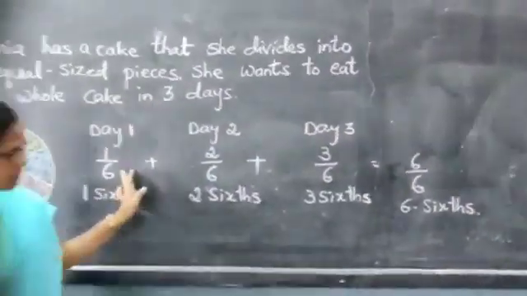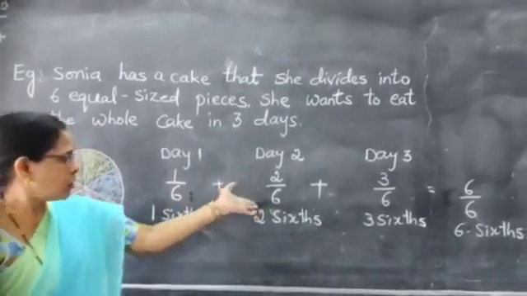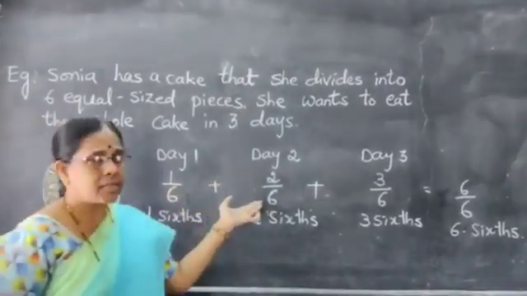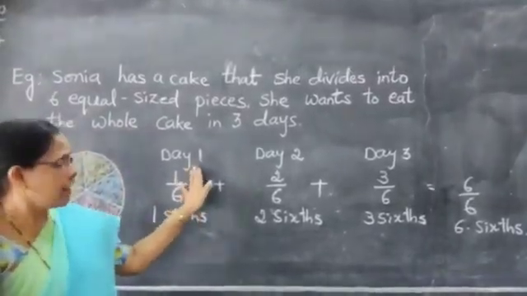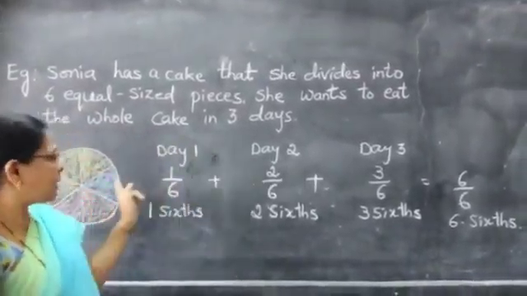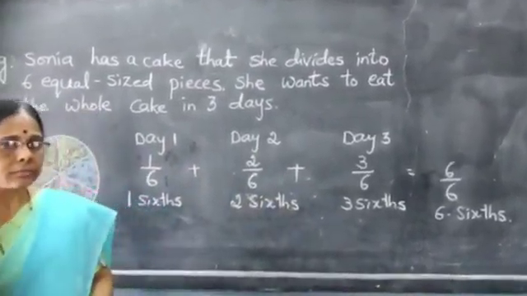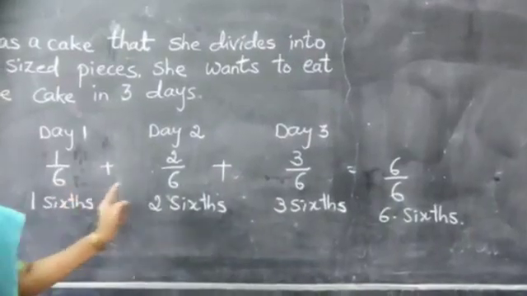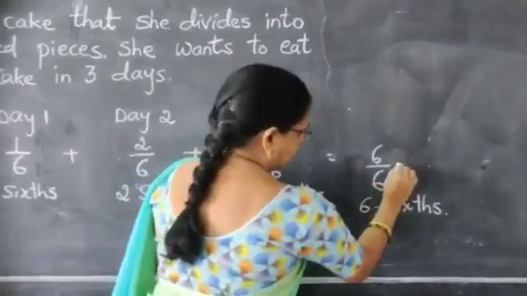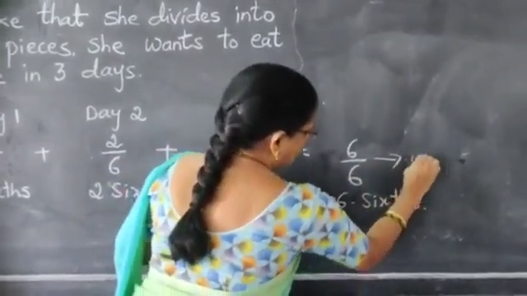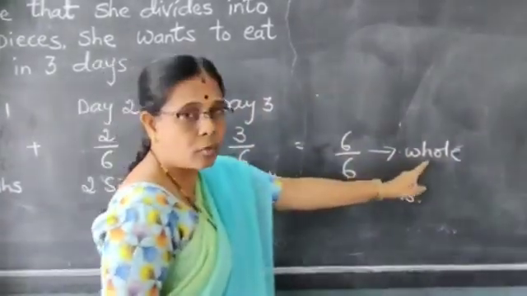I just gave an example, children. She can take different parts also, here 2 by 6 or 1 by 6 or 4 by 6. She ate 1 full cake in 3 different ways. Here all are like fractions. I added the numerators to make it 1 whole. So 6 by 6 is called 1 whole.